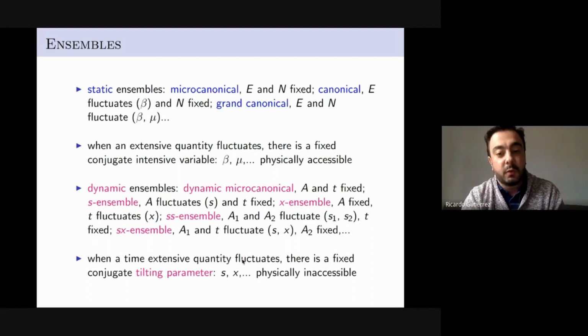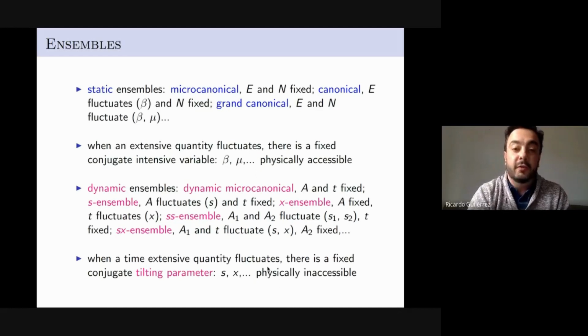So when a time-extensive quantity fluctuates, there is a fixed conjugate tilting parameter, sometimes called the tilting field, S, X, and so on, which play the role of beta, mu, and so on in thermodynamics, but in this case, they are not experimentally accessible. Having said that, we'll see that they reveal interesting information and can lead to proposing new dynamics where you actually achieve those atypical values, atypical fluctuations of the observables. And that is part of what we will do.